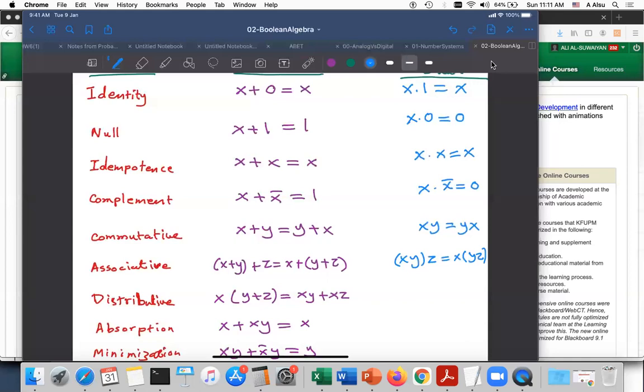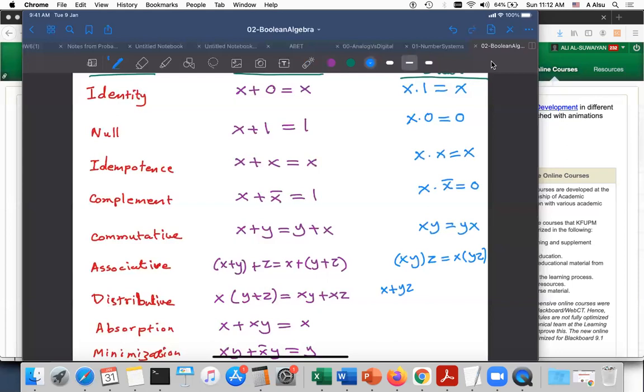Okay. What about the distributive law? If you have x ANDed with y or z, what does this tell you? You can distribute x over the two literals here. So the answer will be xy ORed with xz. And the dual of that is going to be x or yz. You don't need the parentheses here because the AND has higher precedence than the OR.